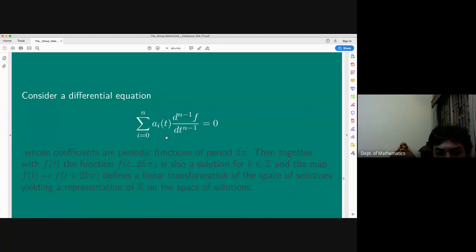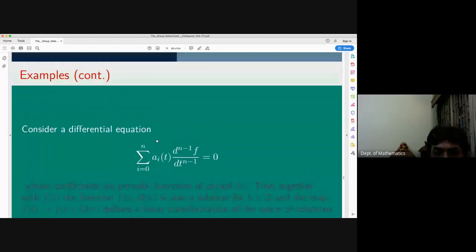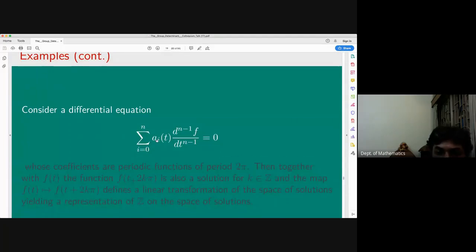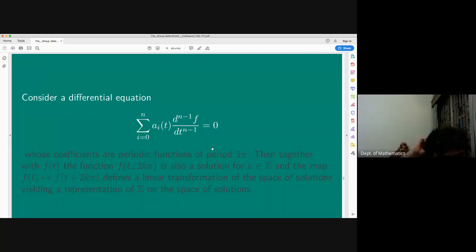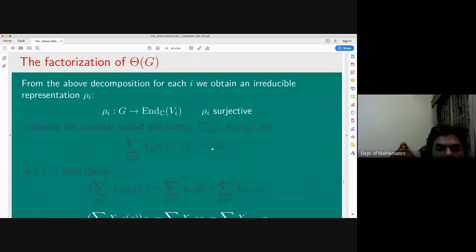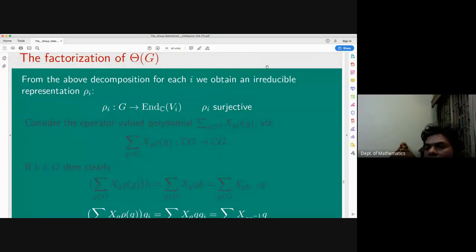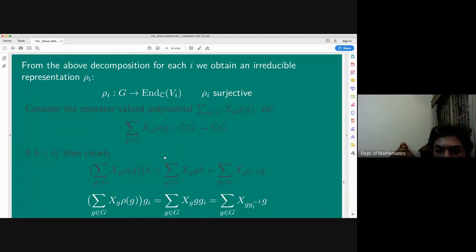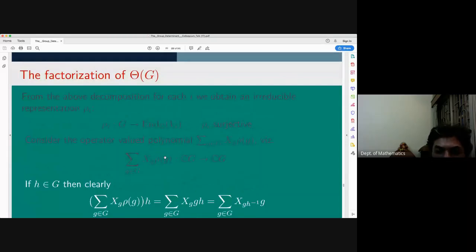I will try to give you more examples, very interesting ones from physics, if I have time. So let us come back. I think I have around 10 minutes, or if Stephen allows me, maybe 15 minutes. So I will talk about the solution of this problem, using this representation theory concept: how to factorize theta g for any group. This looks a bit technical, but don't worry, I will explain it.